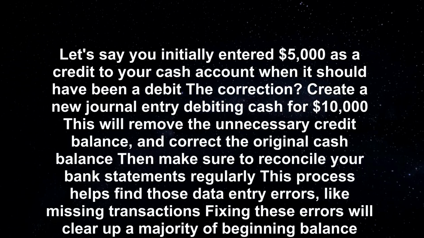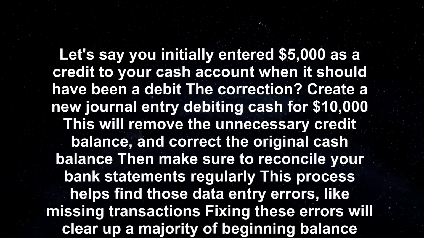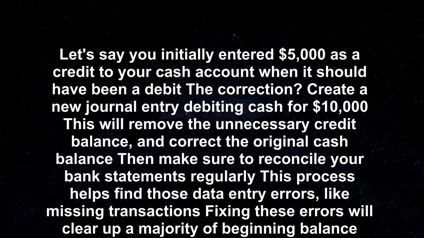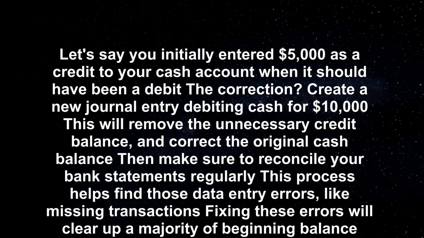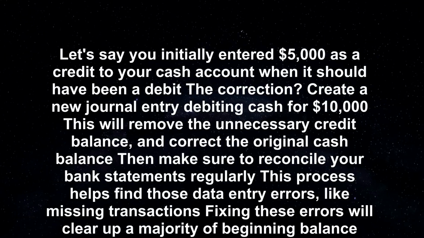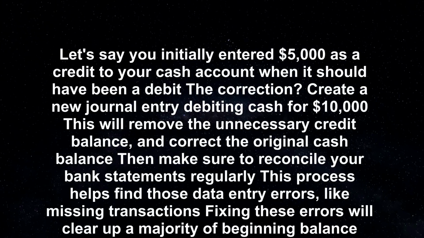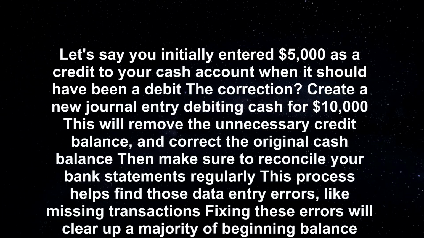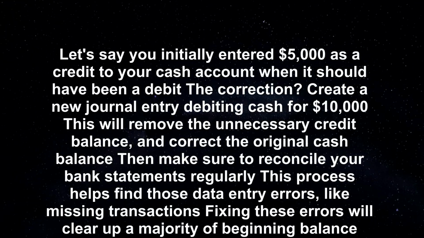Let's say you initially entered $5,000 as a credit to your cash account when it should have been a debit. The correction: create a new journal entry debiting cash for $10,000. This will remove the unnecessary credit balance and correct the original cash balance. Then make sure to reconcile your bank statements regularly. This process helps find those data entry errors, like missing transactions. Fixing these errors will clear up a majority of beginning balance problems.